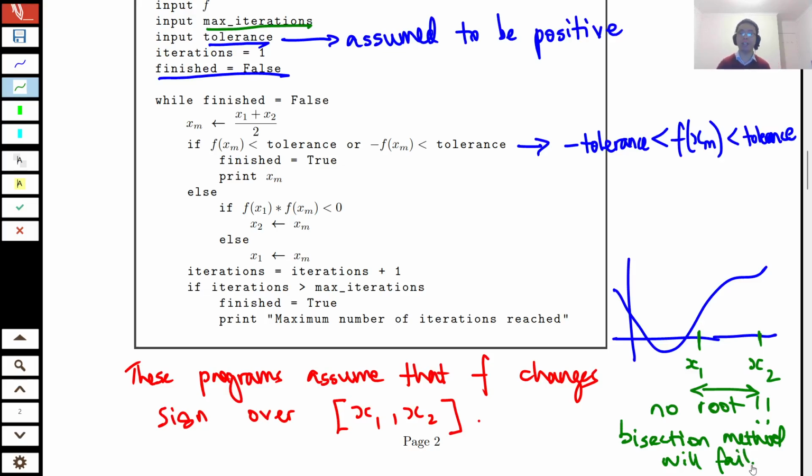Okay, so when you set up your program, you need to specify a bound, a bracket, that you know has a root. And the reason why we know there's no root here from the bisection point of view is it doesn't change sign. Okay, so just keep that in mind. Alright, that's enough theory. Let's do an example now.